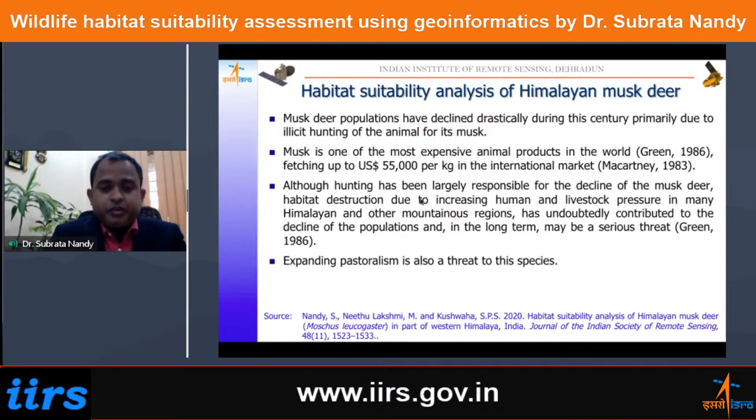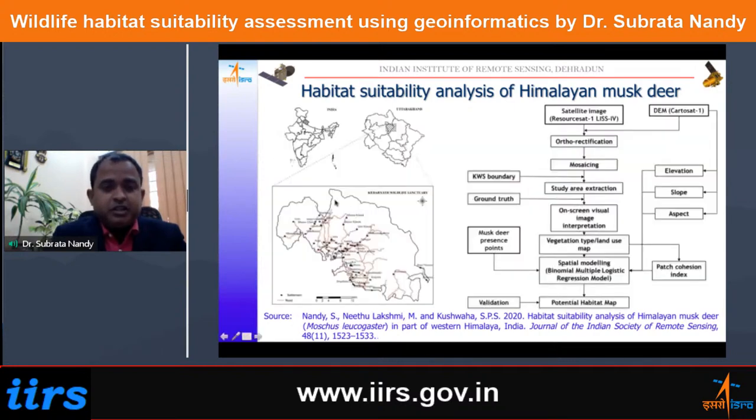So for this study, what we have done, this is done in Kedarnath Wildlife Sanctuary. This is again in Uttarakhand.